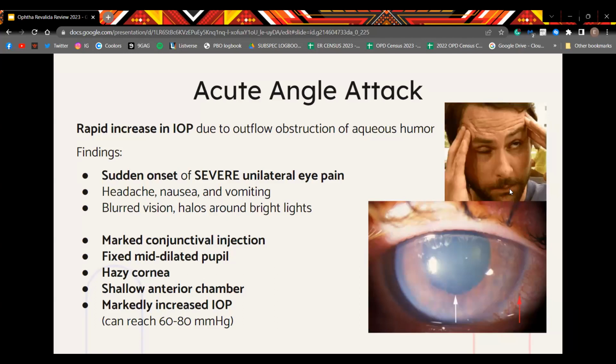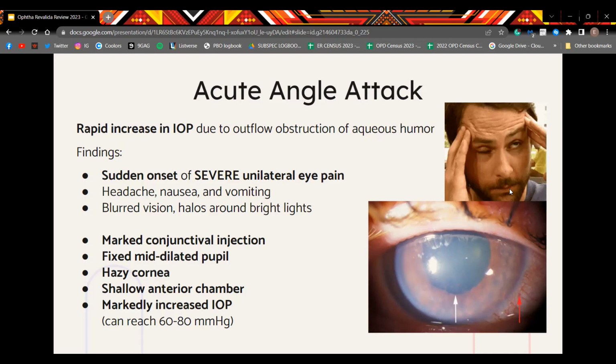So sobrang sakit din yung description ng mga patient, no? Yung iba nga nagsusuka na. So can present also with headache, nausea, vomiting, blurring vision, halos around yung bright lights. On slit lamp, you would see marked conjunctival injection, as in pulang-pula yung buong eye, fixed dilated pupil. So hindi masyado nagre-react yung pupil to light, hazy cornea because of the increased intraocular pressure. Also, you would note shallow anterior chamber, no?